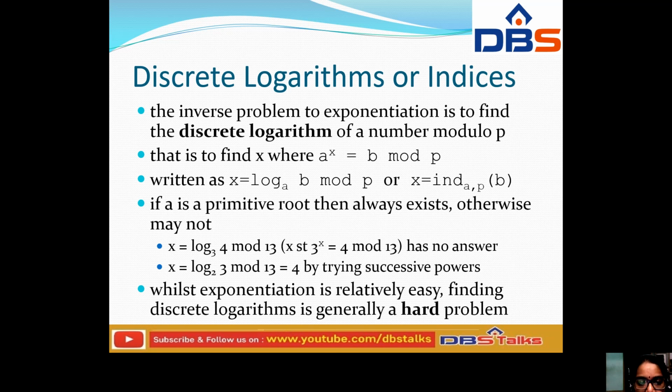For x equal to log 4 to the base 3 mod 13, we need 3 to the power x equal to 4 mod 13. We do not have a particular answer here without calculating. If you take this example, x equal to log 3 to the base 2 mod 13 is equal to 4, found by trying the successive powers. So while exponentiation is relatively easy, finding the discrete logarithm is generally a hard problem.